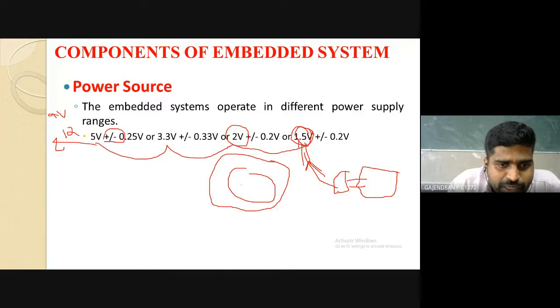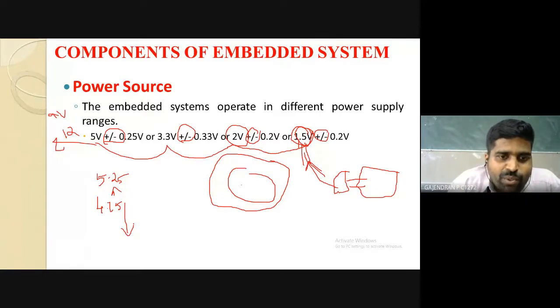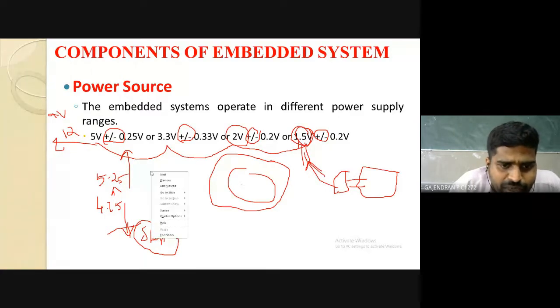Can anyone tell me what this plus or minus is? Tolerance. Tolerance level. Say, for example, 5 volt plus or minus 2.5 percent means 5.25 is the maximum value, 4.75 is the minimum value. Below that, if you give, nowadays your controllers are too smart. Therefore, only your mobile phones are called smartphones. It will go to sleep or shut down the system if it goes below some threshold value. But if it goes beyond, what will happen, sir?